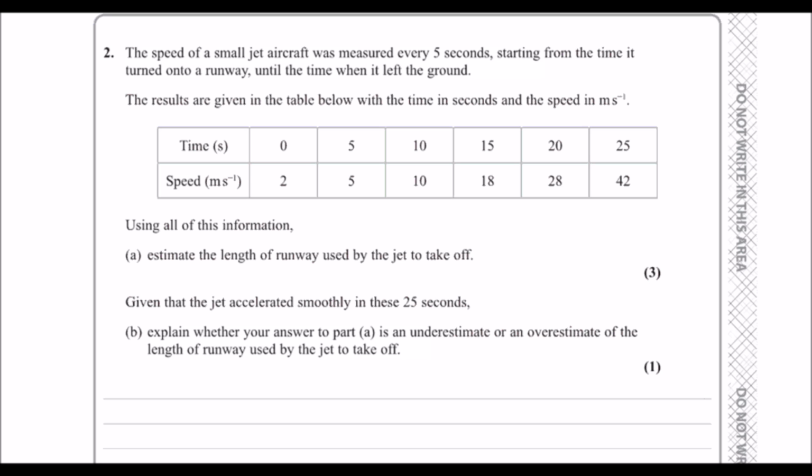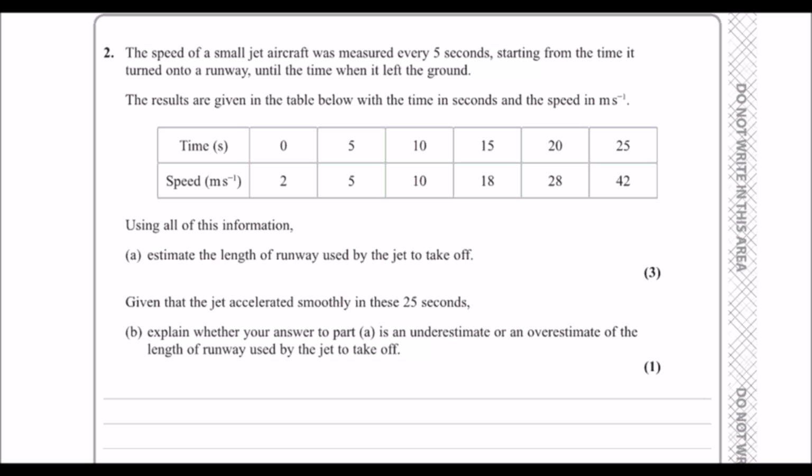Question 2. The speed of a small jet aircraft was measured every 5 seconds, starting from the time it turned onto a runway until the time when it left the ground. The results are shown in the table below, with the time in seconds and the speed in meters per second. Using this information, estimate the length of runway used by the jet to take off.